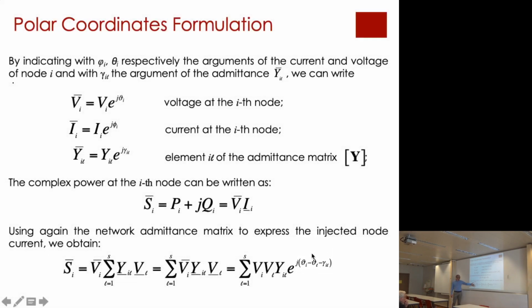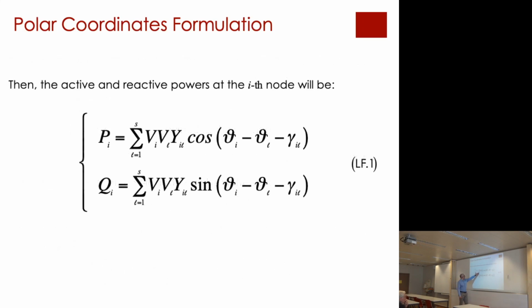That's very easy. Now, what's the real part of this Si? It's the active power. So it's the sum of Vi, Vl, Yil cosine of the exponent of the Euler number, so theta i minus theta l minus gamma il. And the reactive power is the sum of Vi, Vl, Yil sine of the exponent of the Euler number, theta i minus theta l minus gamma il. So it's very straightforward to derive the polar coordinate formulation of the load flow problem.